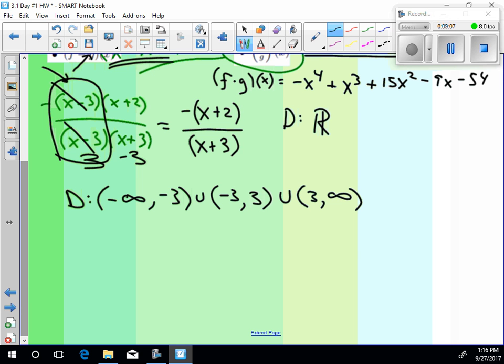Or do you have a different way to write it? It depends. In this case, it's a hole. Yep, this is an asymptote. Negative 3 is an asymptote because it shows up on the bottom but not the top. Holes show up on the top and bottom. Right. Okay, so there's our domain. Let's continue.